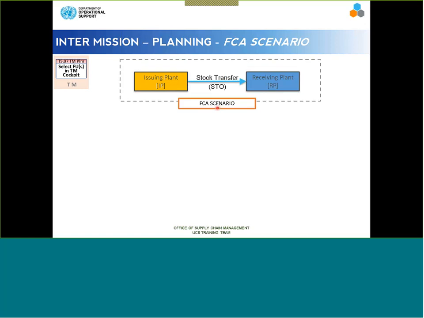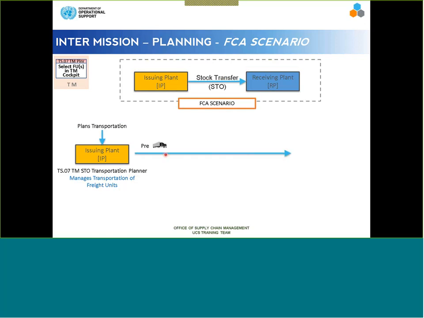Okay, so in one of these scenarios, if the case were that there's ever a scenario for FCA and intermission transfers, usually it's always DAP or X-Works, the issuing plant would plan transportation to a certain point, so we have the transportation for at least the pre-leg. We would have that as well for the main leg and the final leg. So the way this works is that the issuing plant plans the transportation for this, but we'll see that when managing the events in each one, the situation is different. Okay, so you see FCA, issuing plant is responsible, DAP, issuing plant is responsible, X-Works, receiving plant is responsible.